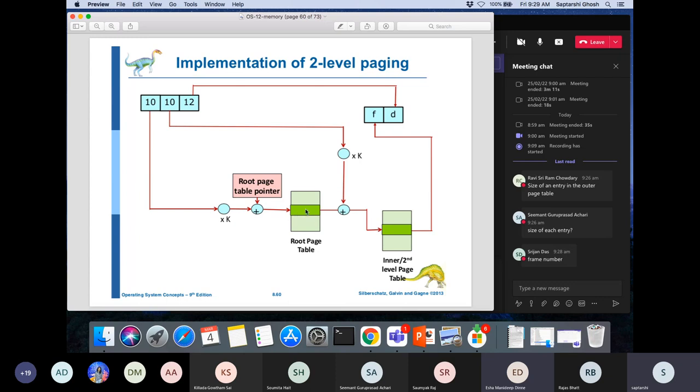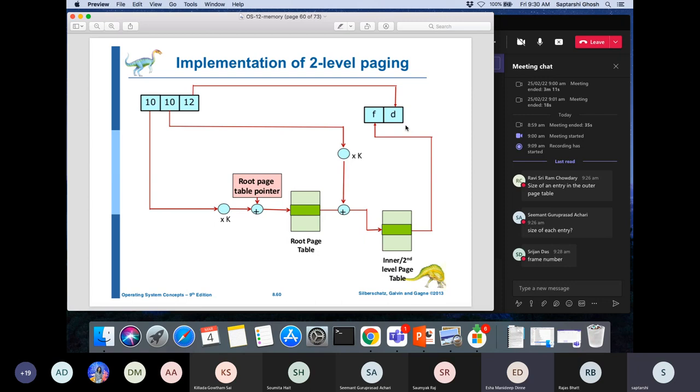Now that root page table entry gives us the starting address of the next page that we need to access. This is a page of the inner page table. And we use the second part of the address, here 10, as an offset into that page of the inner page table. Now that entry of the inner page table gives us the starting address of that page or frame where the data is located. And then we will use the third part of this logical address as an offset into that page. Okay. So this is the scheme of hierarchical page tables.